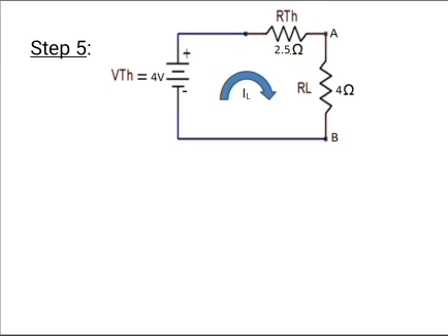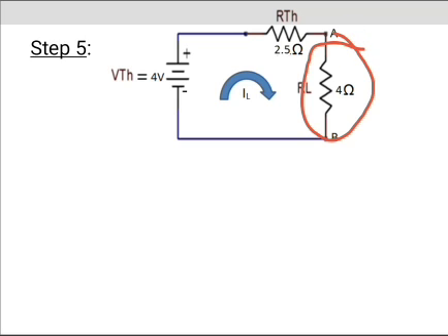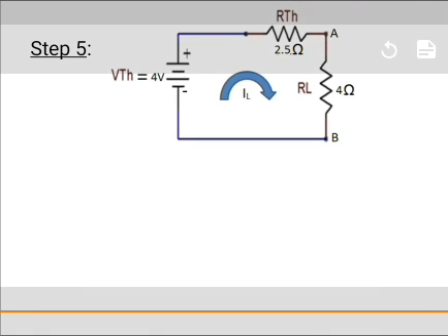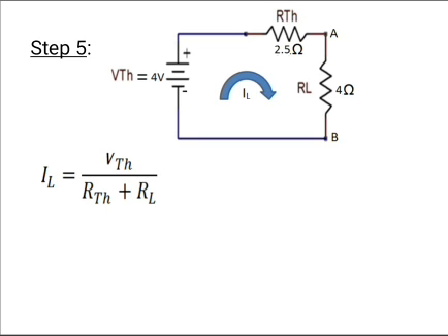Next, step 5. Finally, by connecting the load resistance across the terminals A and B, calculate the current through or voltage across the load. That means we must calculate the value of IL.